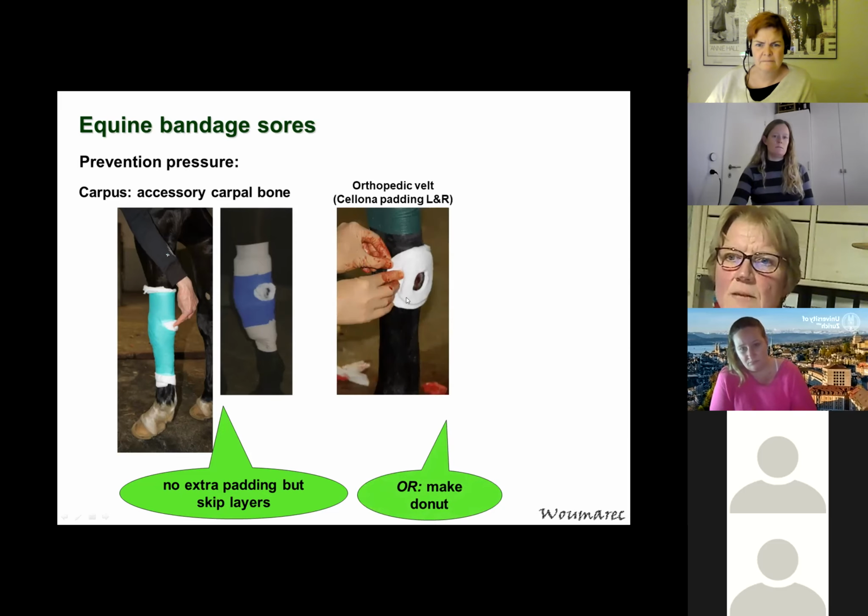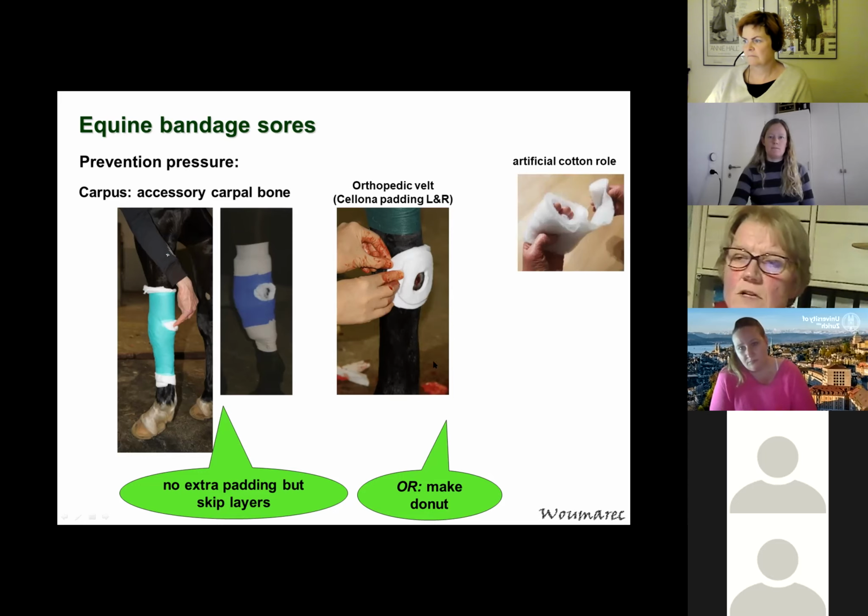And this donut can be made of orthopedic felt. I've mentioned an example here for you. So this orthopedic felt is sticky, so you can make different layers, and you can see the pressure sore here in the middle of the donut. And in this way you can relieve the pressure on the sore, and usually it will heal quite quickly after using a donut. Another way to make a donut is by using artificial cotton.